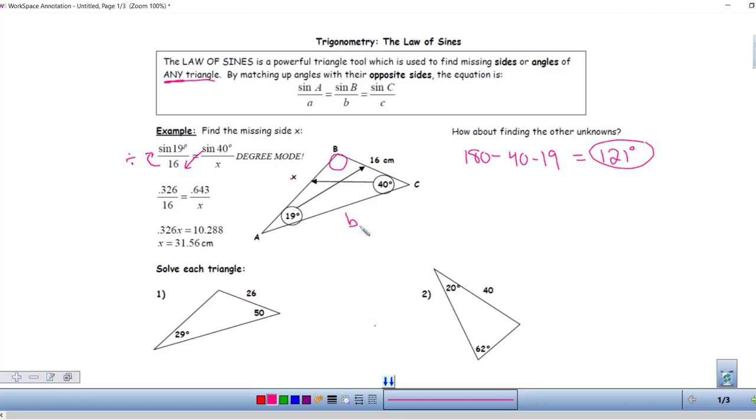And to find side B, we can use this law of sines again now that we know angle B. So I can say the sine of 121 over B, that's this piece, and I want to just set that equal to either of the other ones. I would choose the one that we started with before because it doesn't have a rounded answer. So sine 19 over 16, but now I'm setting it equal to sine of 121 over B. Same process, we're going to multiply across and then divide up here. And when we do that, we should get 42.1. And then we've solved that triangle.